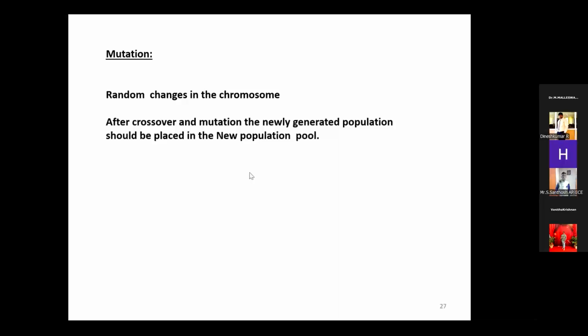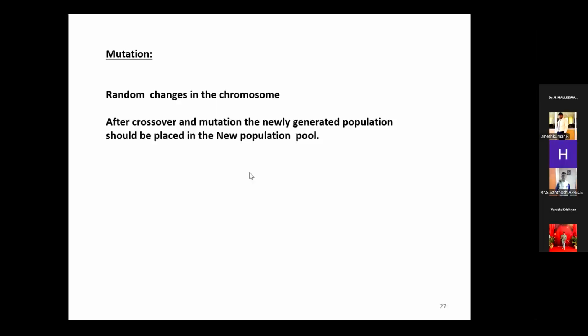Now, what is mutation? The mutation is nothing but random changes in the chromosome. After crossover and mutation, the newly generated population should be placed in the new population pool, which has better chromosomes, which will give a better output of your corrected INS value with the minimum error.